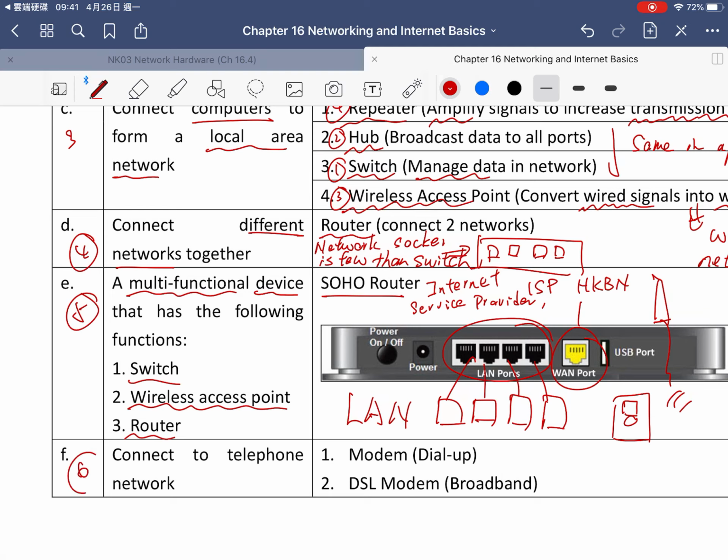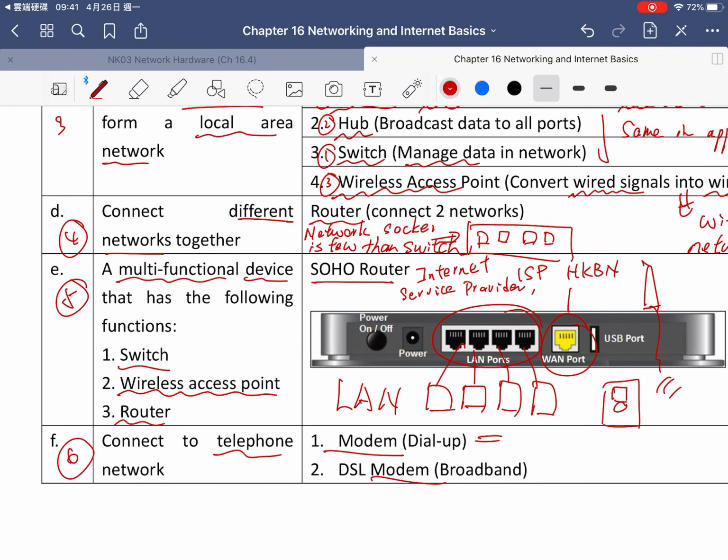And then the last one is a modem or broadband modem. It helps you to connect your local area network to the ISP through the telephone line. This one, the dial-up, is outdated. We'll discuss them in detail. So it is the introduction of the NK03.